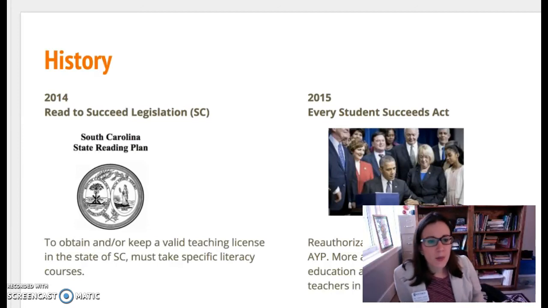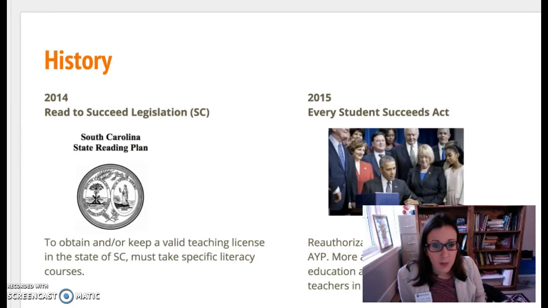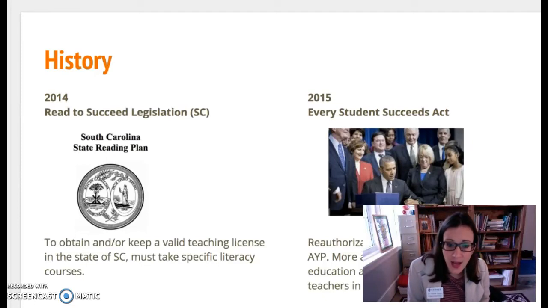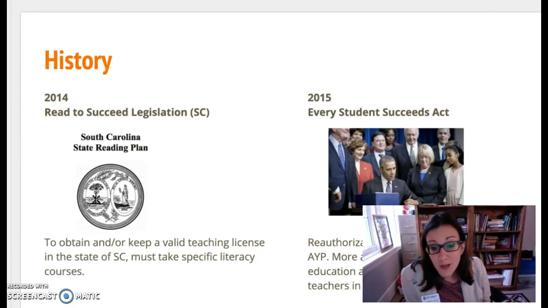In 2014, the Read to Succeed legislation was passed in South Carolina, and in order to obtain or keep a valid teaching license in the state of South Carolina, you now have to take a series of 4 specific literacy courses. 2015, we have Every Student Succeeds Act, which again was a reauthorization of ESEA in 65. Does away with the annual yearly progress, provides more access to early childhood education and funding, and had increased resources for training teachers in both literacy and STEM areas.